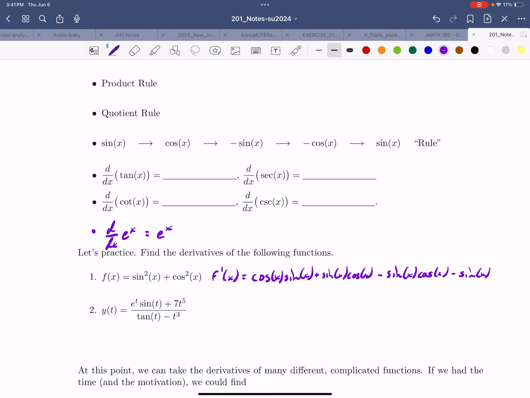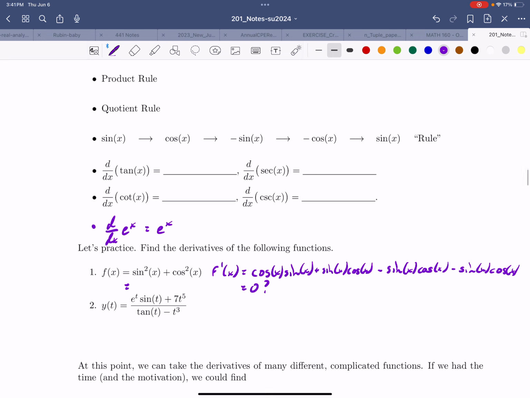And, oh wait a minute, look at that. It's 0. Wait, how could that be 0? Oh, wait a minute. Because f of x equals sine squared plus cosine squared, which we should know equals 1. Of course, f prime of x equals 0. If we had known the identity, we could have saved ourselves a minute.